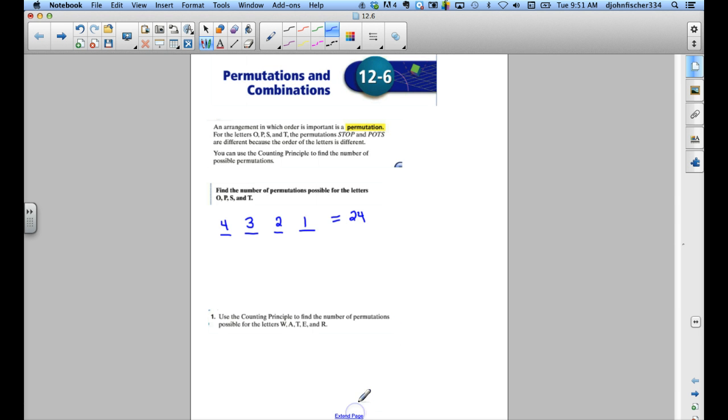Now let's look at this one. Use the counting principle to find the number of permutations possible for the letters WATER, W-A-T-E-R. Well, there's 5 letters. So for the first letter, there's 5 different options, so we're going to put 5 in there. Second letter, there's 4. Third is 3. Next, there's 2. And the last, there's 1 option. So 5 times 4 is 20, times 3 is 60, times 2 is 120. So with the extra letter, there's now 120 different ways you can write those letters where order matters.